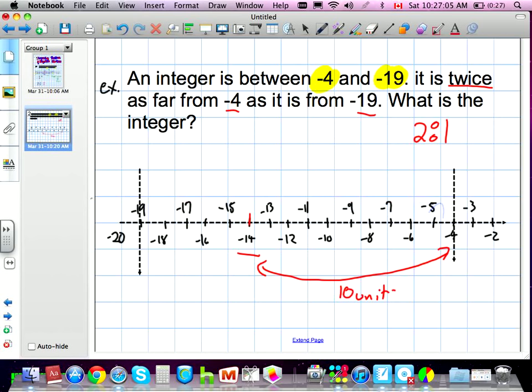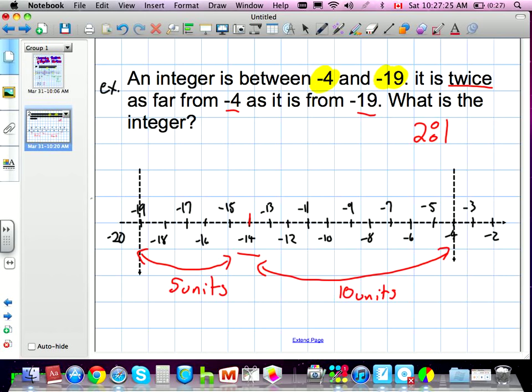How far is negative 14 from 19? 15. Oh, negative 5. Yeah, that's all right. So we're 5 units away in this distance, right? And again, it depends which way we're going.